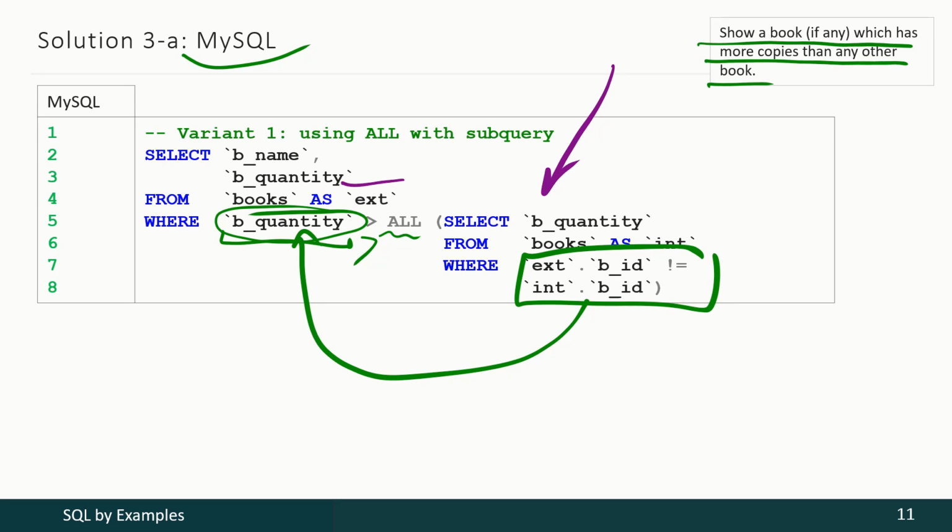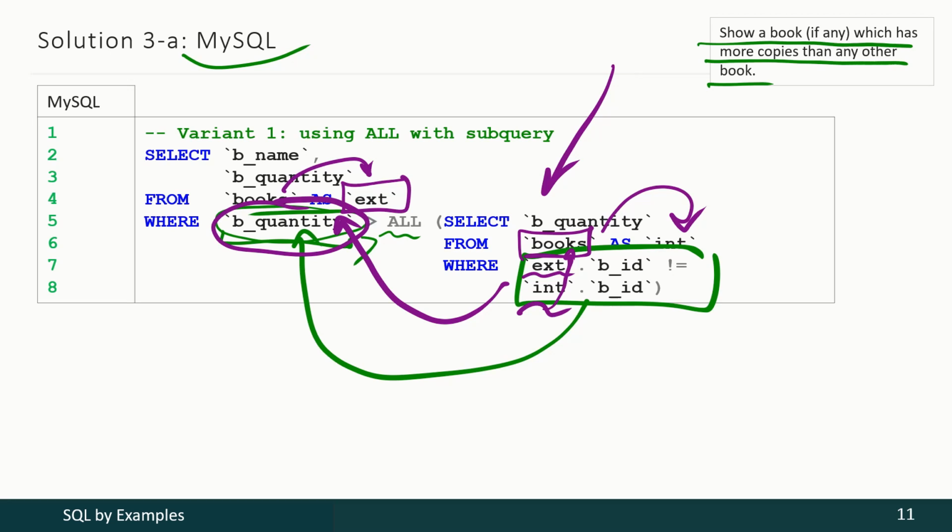As you may see, this table was renamed into ext here, and the same table was renamed into int here. And we may access either the value from here with ext or the value from here with int, and make sure that the value analyzed in here is not the same as in here.